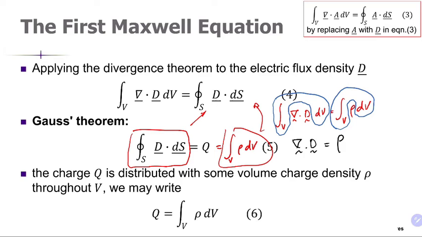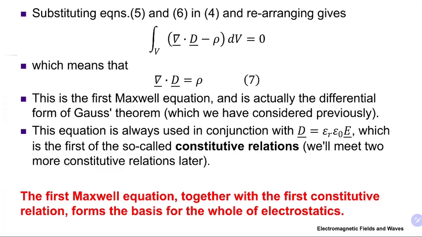So that is your first Maxwell equation. The divergence of the electric flux density is equals to the charge density. So this is my first Maxwell equation. And then we have this relationship, the electric flux density D equals epsilon R epsilon naught E, and this is called a constitutive relation between the electric flux density and the electric field.